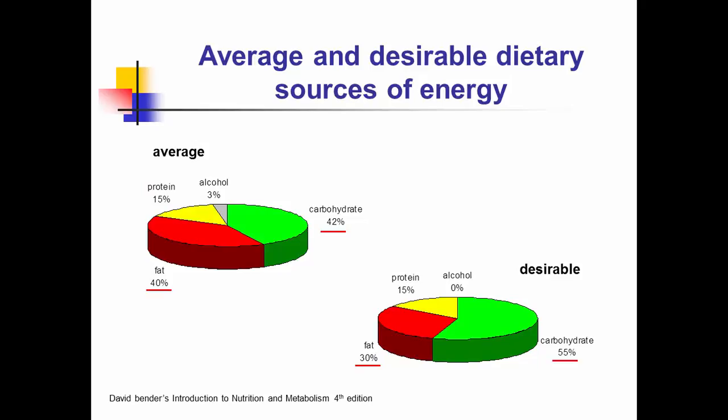So for the desirable dietary composition, our diet should have 30% of energy from fat, 55% from carbohydrate, and 15% from protein. So it seems like we consume a little too much fat, right?